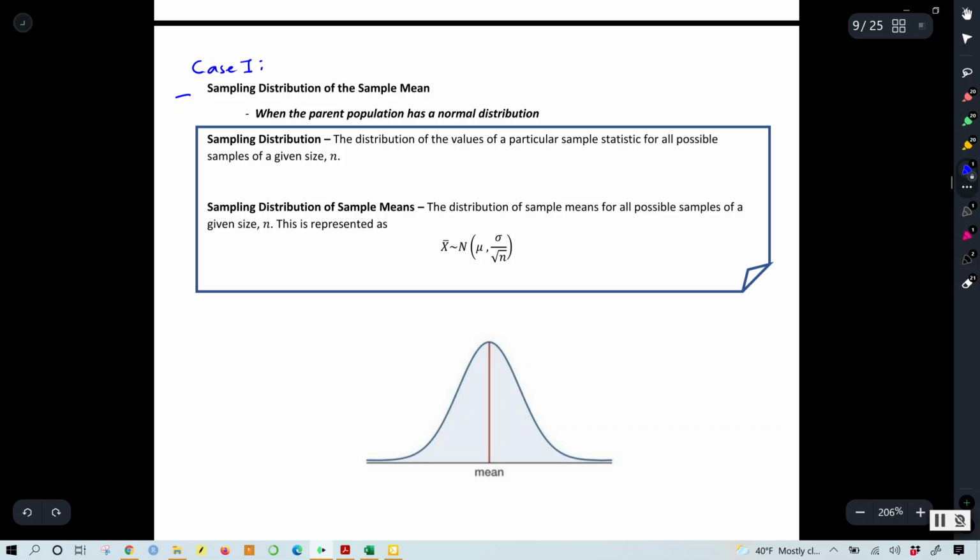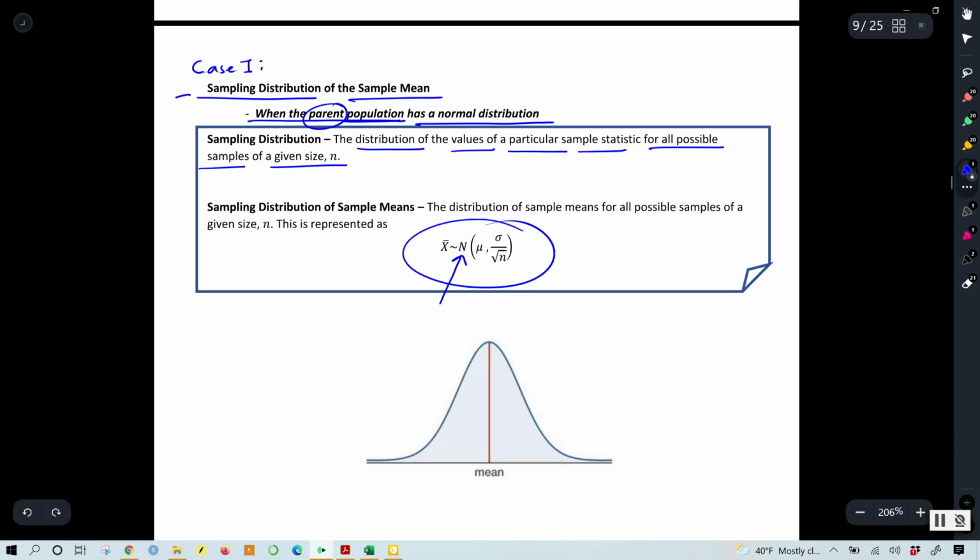In this scenario, we are looking at the sampling distribution of the sample mean when the population has a normal distribution. I like to call it the parent population. In that case, the distribution of the values of the particular sample statistic for all possible samples of size n would have the normal distribution.